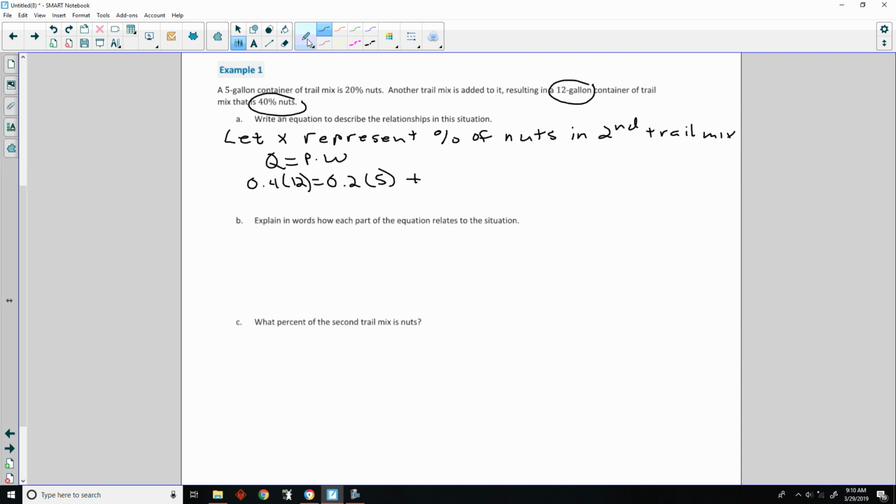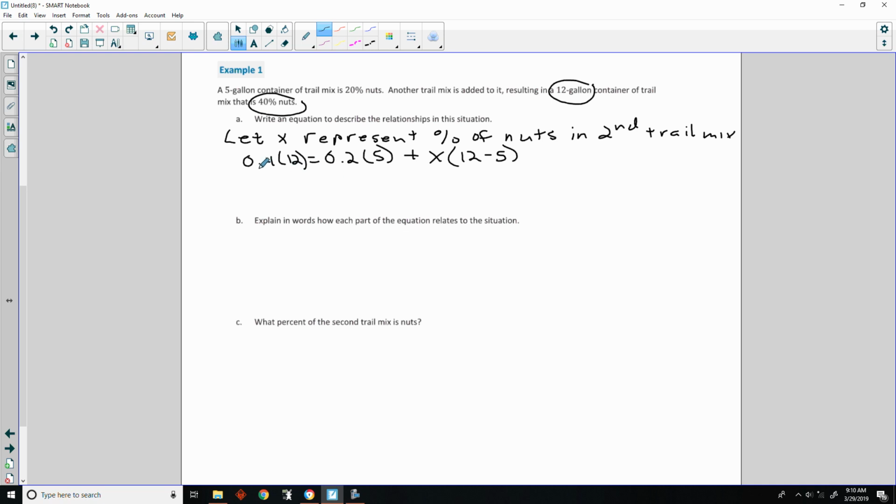so we're not doing the quantity equals percent times whole. We have to do something differently here. So what I'm doing is I'm taking our result, 40% of 12 gallons and 20% of 5 gallons, and then we don't know the percent of nuts in the second trail mix, but the second trail mix is 12 gallons minus the initial 5 gallons, and I'll just write that as 12 minus 5 for now.